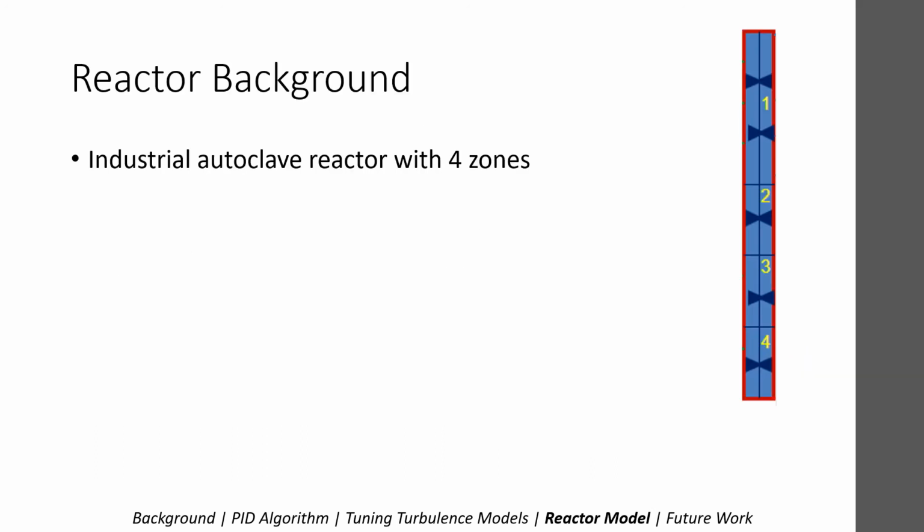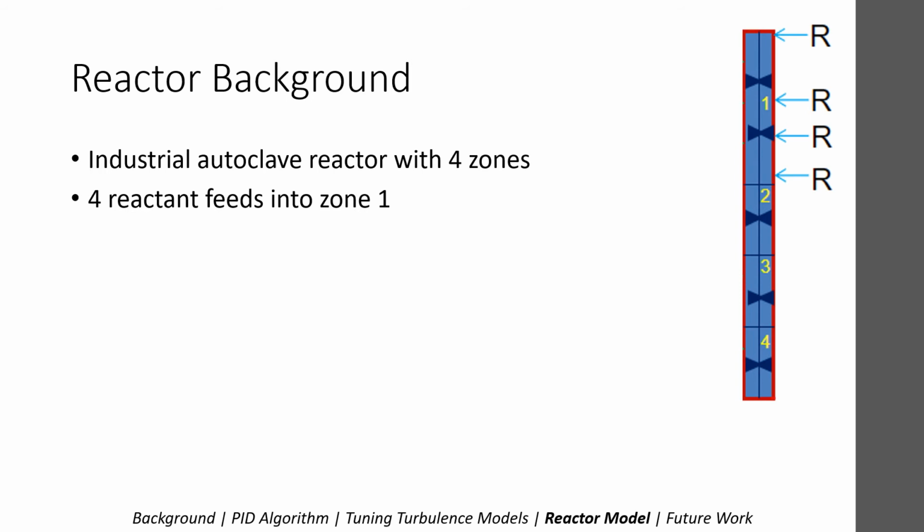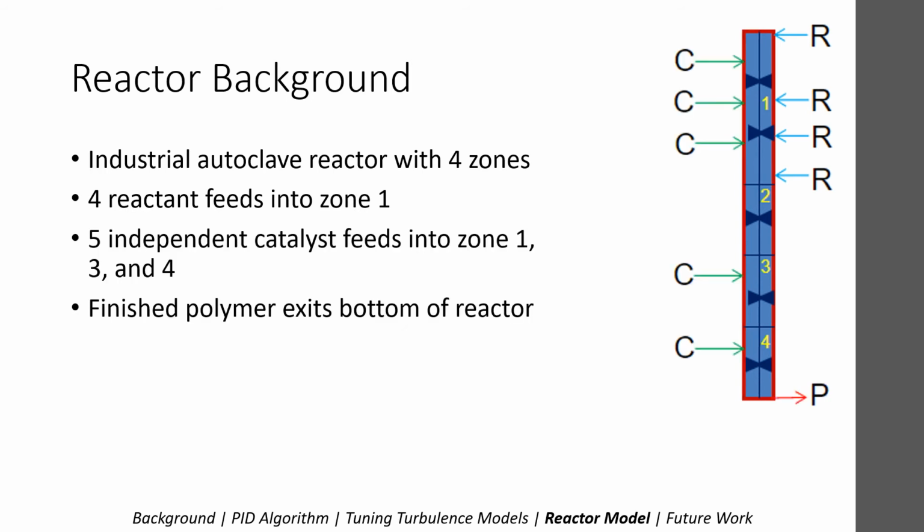The industrial scale reactor is split up into 4 separate zones, with each zone being separated by a baffle. There are 4 reactant feeds which feed into Zone 1, and then the 5 catalyst feeds are injected into Zone 1, 3, and 4. This replicates the actual process within the reactor used in the plant, and then the finished polymer exits out of the bottom of the reactor.